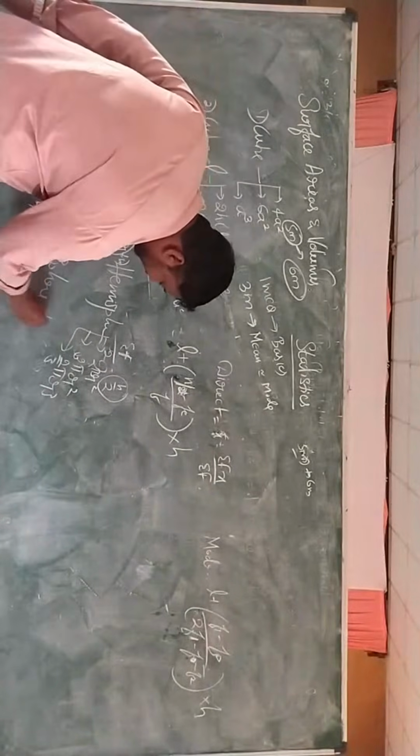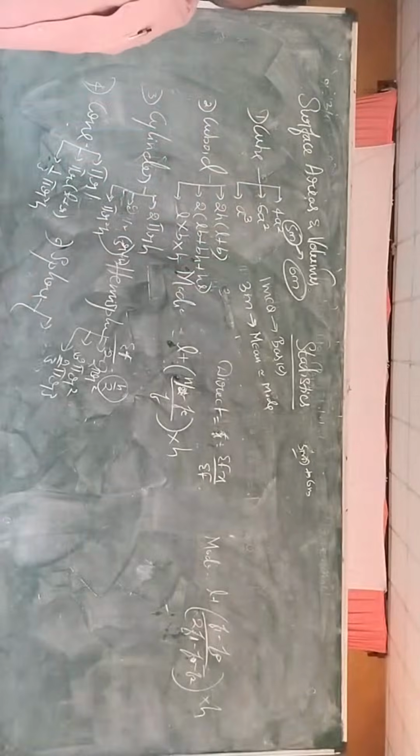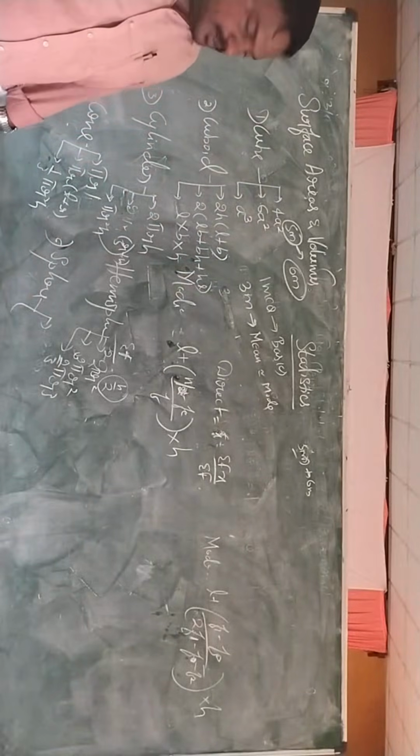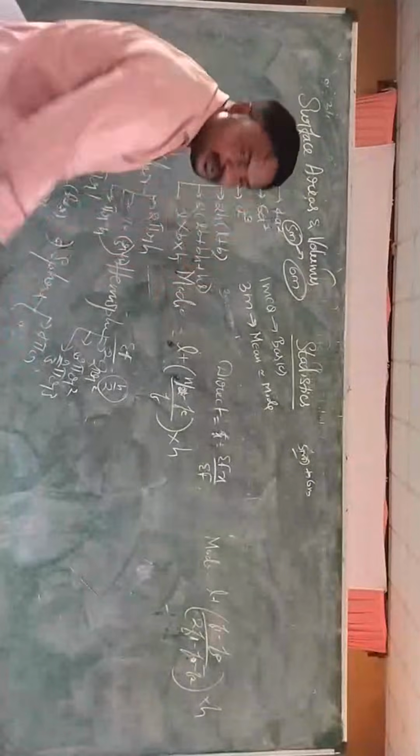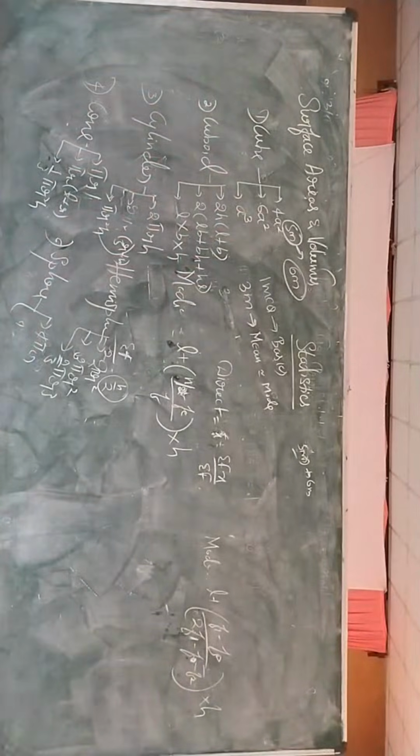Sphere. For sphere you have only one, TSA. No CSA. Only TSA, 4 pi r square, and volume 4 upon 3 pi r cube. Simple formulas. If you write all these formulas, you will get how many marks? 1 mark in MCQ and another 1 mark in the 5 mark question. Okay. So any doubts? Hope you will do well. Yes, sir. Do your best.